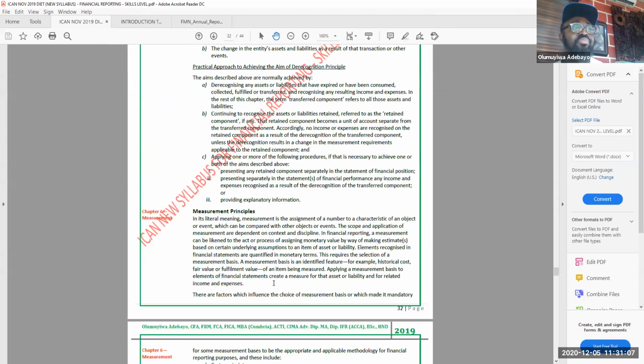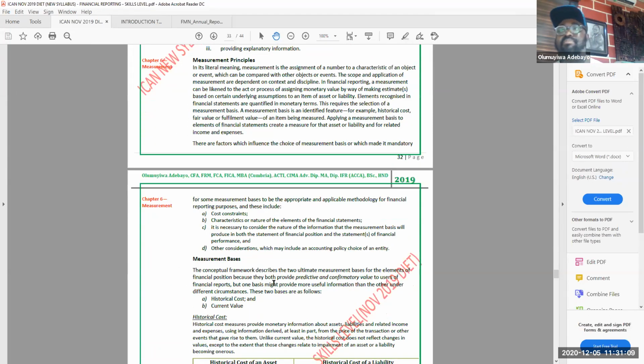Okay, now let's move to chapter 6, measurement. Now, what is measurement? I always use the issue of when you buy a cloth and you want to sew it, either with a tailor or with a fashion designer. Okay, some of you have a tailor, while some have a fashion designer. But you know, there's no difference between them. Both sew clothes. Now, what am I talking about?